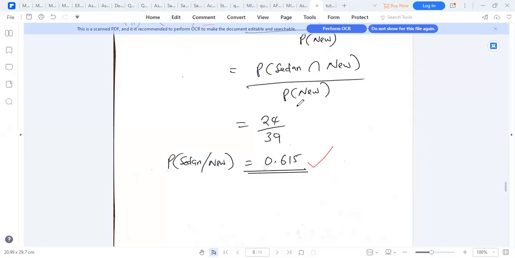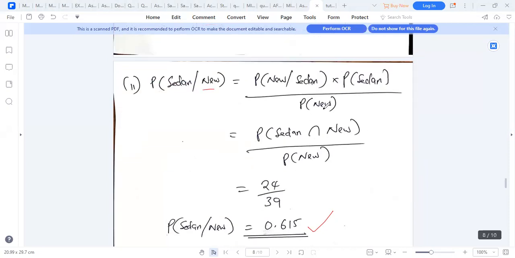Maybe you can just go up a little bit. Why are we multiplying by the probability of sedan? Okay, why I'm getting confused is I would just go with the sedan intersection new divided by new. But then the first formula has times sedan, so that's where I need to puzzle.